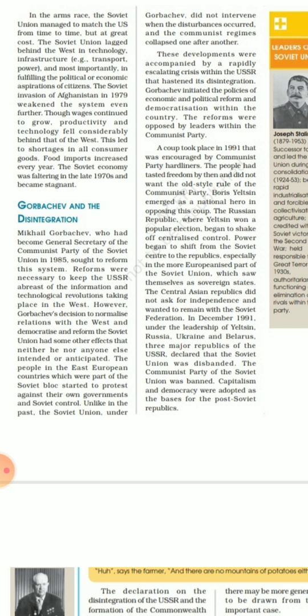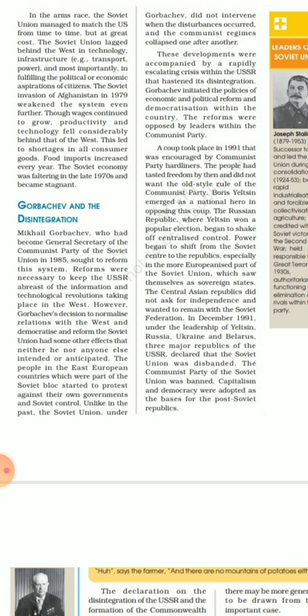The people in the East European countries, which were part of the Soviet bloc, started to protest against their own government and Soviet control. Unlike in the past, the Soviet Union under Gorbachev did not intervene when the disturbances occurred, and the communist regimes collapsed one after the other. This development was accompanied by a rapidly escalating crisis within the USSR that hastened its disintegration.